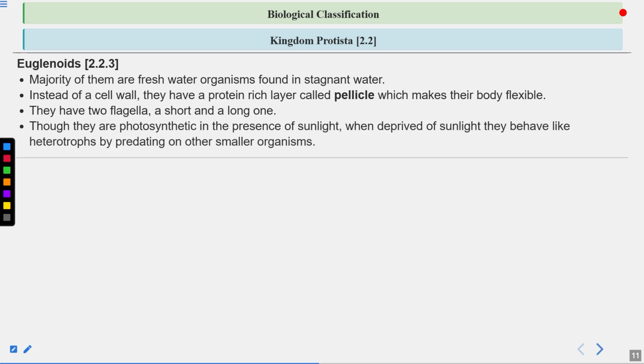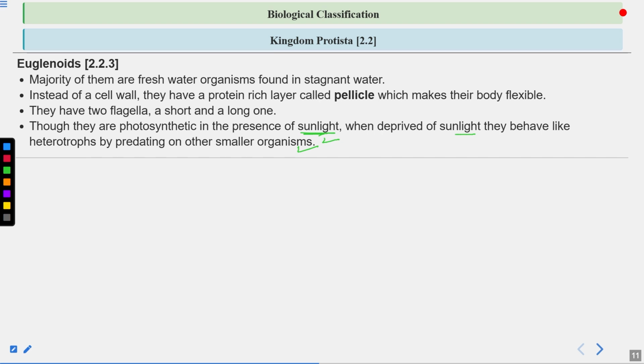Now, this is again very important. So though they are photosynthetic in presence of the sunlight, when deprived of sunlight, they behave like heterotroph by predating on other smaller organisms. So you can see here, euglenoids, they are a link between plants and animals. So in the presence of sunlight, they become autotrophic. They can photosynthesize. They can prepare their own food. But in the absence of the sunlight, they become heterotrophic. Means they obtain nutrients from the other organism. They are dependent on other organisms for nutrition. So they feed on the smaller organisms.